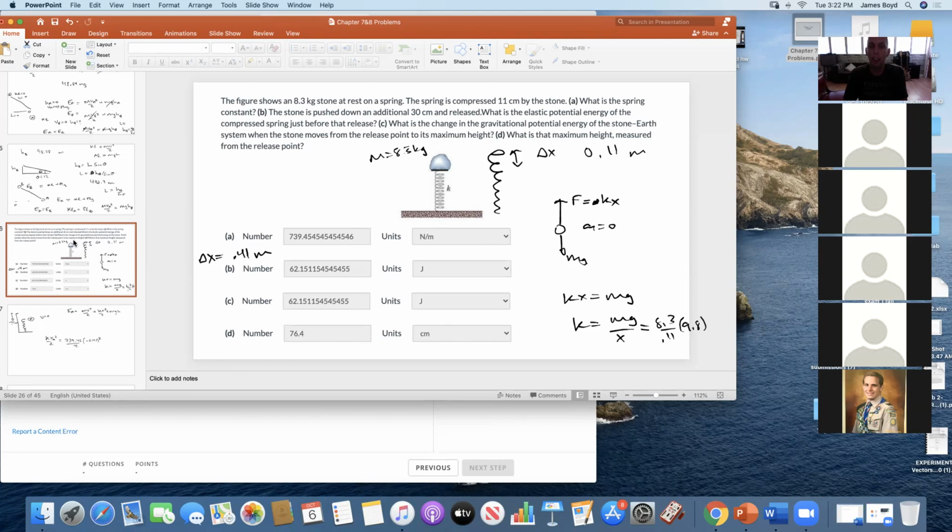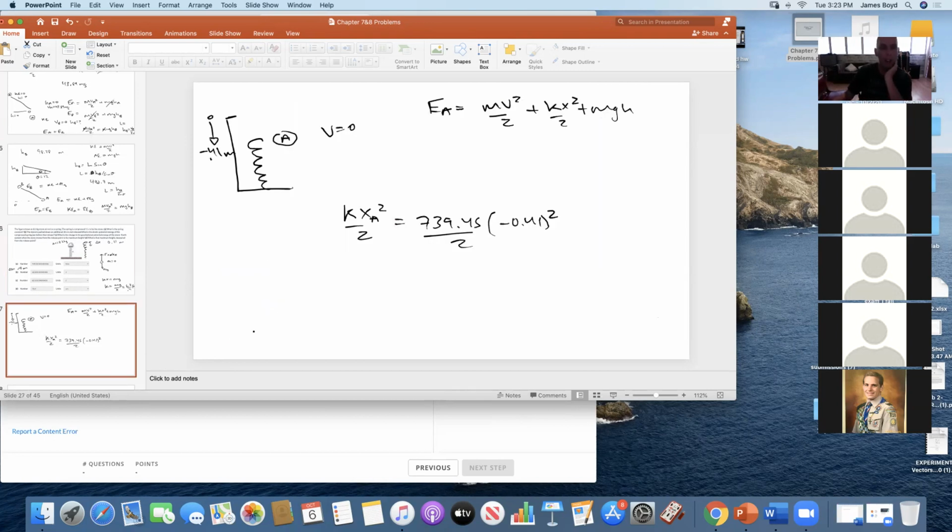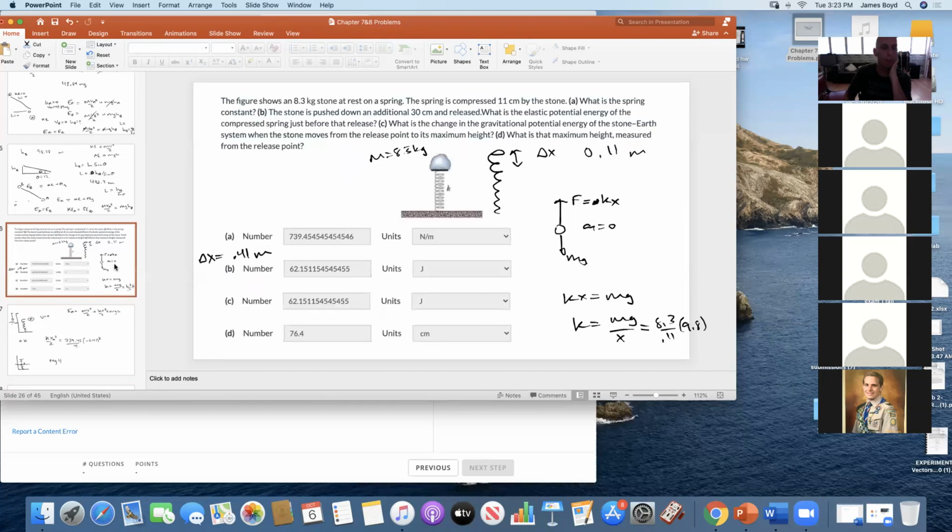What is the change in gravitational potential energy when the stone moves from the release point to maximum height? So now we're assuming that this thing gets launched, shoots up, leaves the spring and comes up to maximum height. So initially, if we say this is 0, we can figure out that at maximum height, we'll just call it mgh. And we're going to measure this as our 0 point for our y. That'll make sense more in a minute.